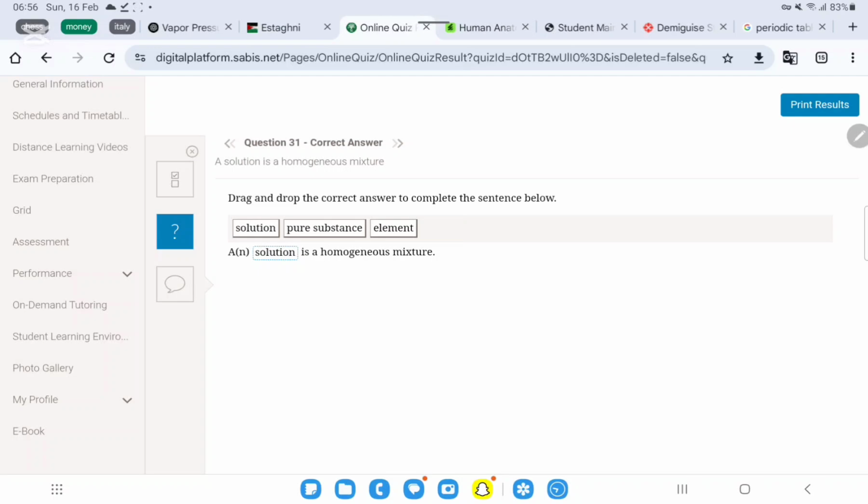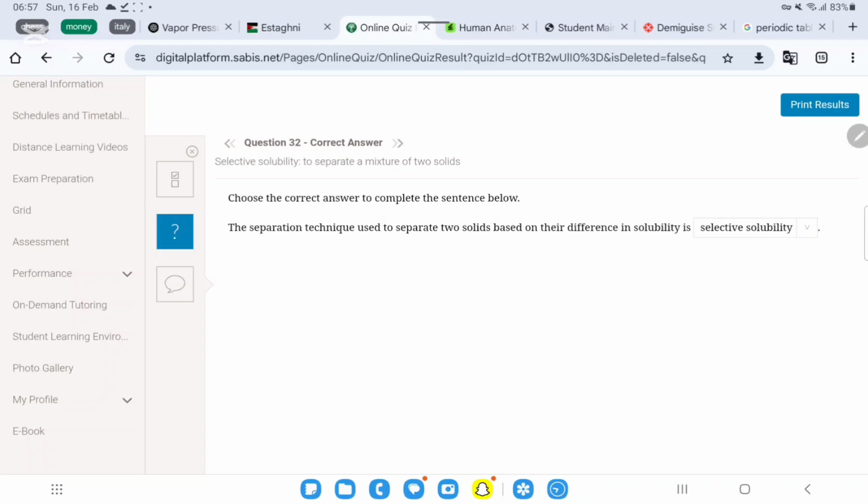Drag and drop the correct answer to complete the sentence. A blank is a homogeneous mixture. We know a homogeneous mixture is a solution. This is common sense really. So homogeneous is when the solute dissolves in the solvent and they form a solution. Just common sense, you don't need anything.